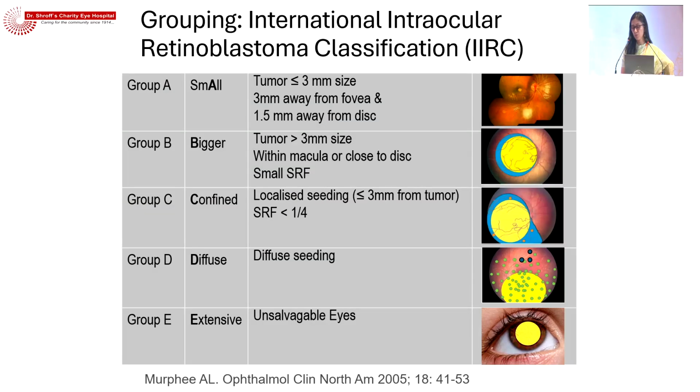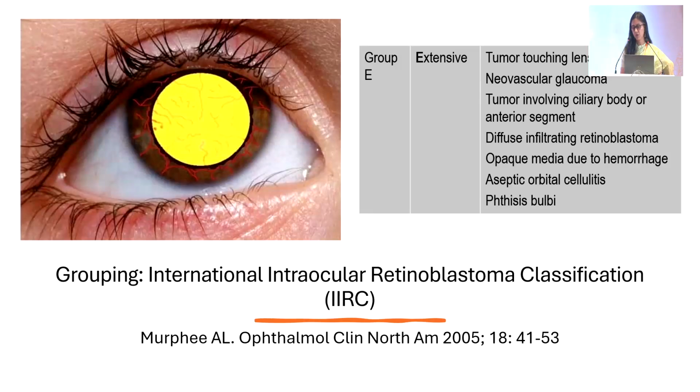Group A are the small localized tumors, which are less than 3 millimeters in size. As the tumor size increases progressively, it comes into group B, single or multiple tumors. Any macular tumor grows into group B. When there is focal seeding, either subretinal or vitreous seed, the classification becomes group C. When the seeding is diffuse, it becomes group D. And beyond that, when there is extensive neovascularization and damaged eye, phthisis, and tumors which are involved in the anterior segment, it becomes a group E tumor.